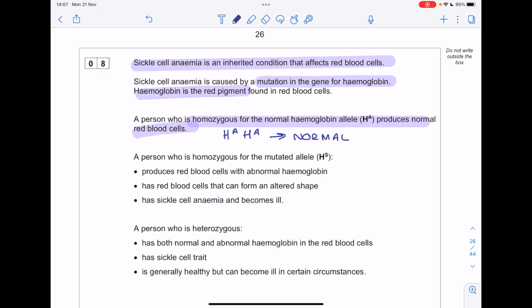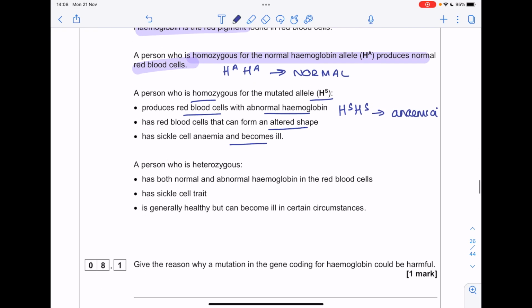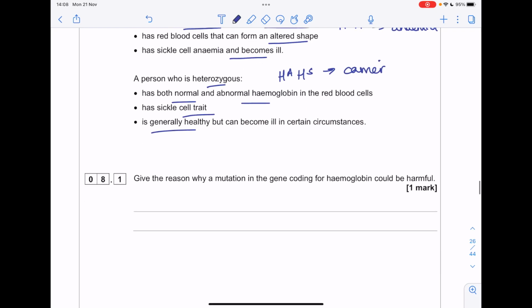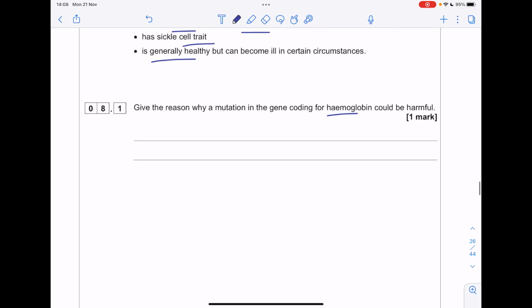A person who is homozygous for the mutated allele HS produces red blood cells with abnormal hemoglobin and ones that have a sickle shape, meaning that the person becomes ill. So there's the anemia phenotype. A person who is heterozygous, which means one of each, has both normal and abnormal hemoglobin, has a sickle cell trait, is generally healthy. So they're carriers. Give the reason why a mutation in the gene coding for hemoglobin could be harmful, because less oxygen is transported, meaning less respiration takes place.